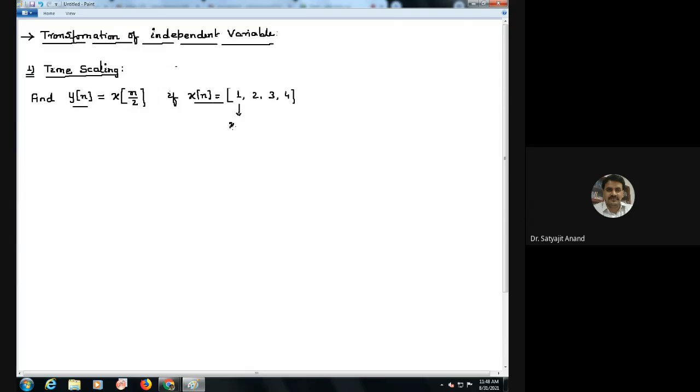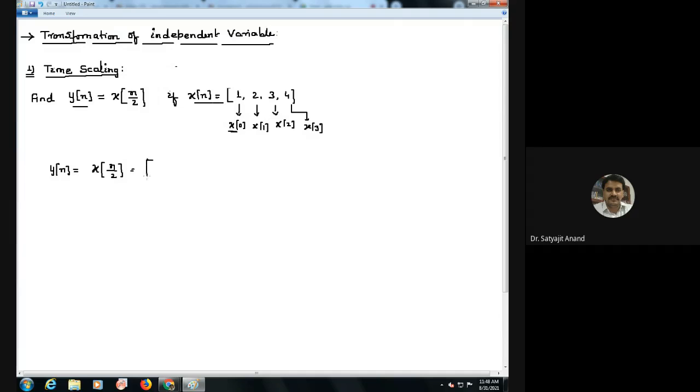This is x0, this is x1, this is x2, and this is x3. Now we have to find y[n] equal to x[n by 2]. What value of n should I put so that I may get x0? If you put n equal to 0, that gives you 0 by 2, which is simply x0.